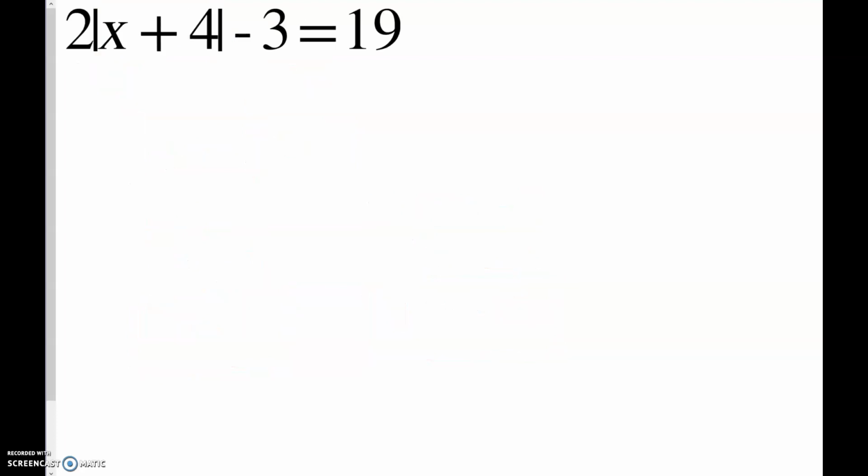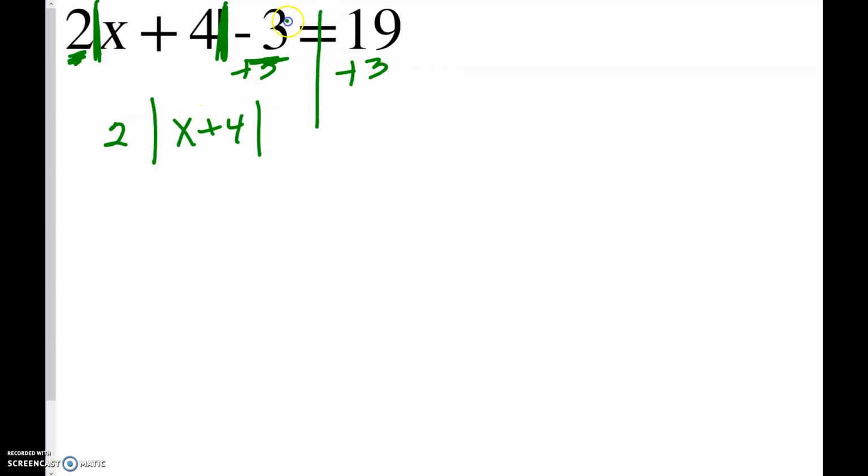All right, going on here. Absolute value. Okay, it looks like I have a number in front and a number at the end. So if you remember, whenever we were doing the order of operations backwards, we always take care of the adding and subtracting first. So I am going to add 3 to both sides. So now I have a 2 absolute value x plus 4. This cancels out. That's the whole point of me doing it. And 19 plus 3 is going to be 22.